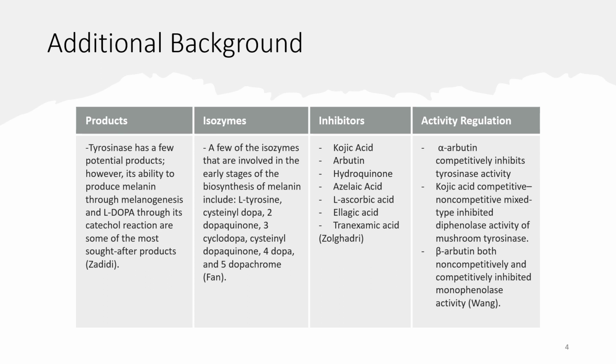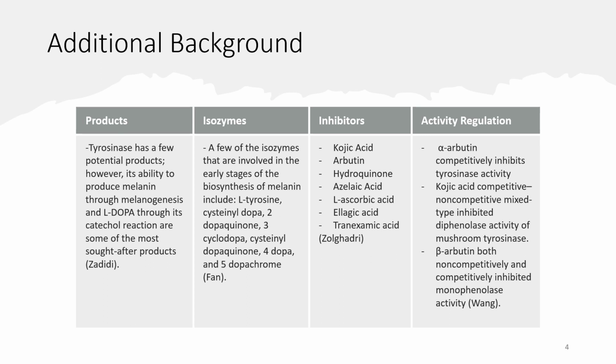A few of the ones that are involved in the early stages of the biosynthesis of melanin include L-tyrosine, cysteine, L-dopa, 2-dopaquinone, 3-cyclodopa, cysteinyl-L-dopa, quinone, 4-dopa, and 5-dopachrome. While they have the same molecular formula, they have different chemical structures, which makes it more complicated to test for tyrosinase due to the conformational changes and the possible aggregation of the monomeric units.